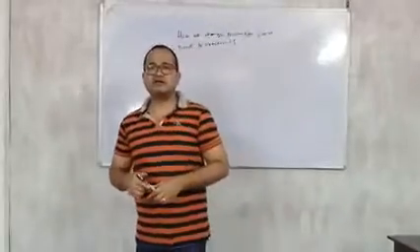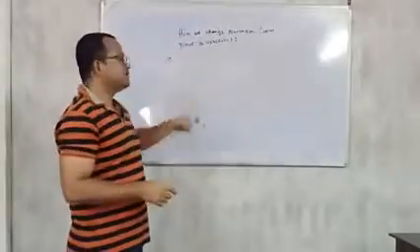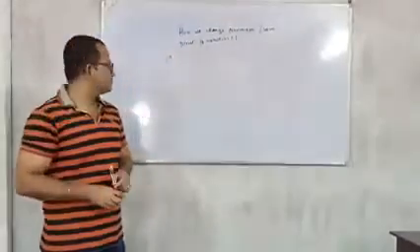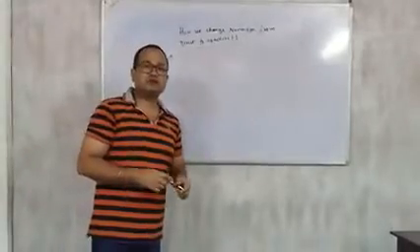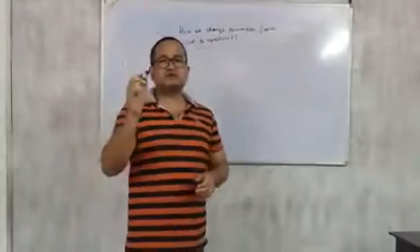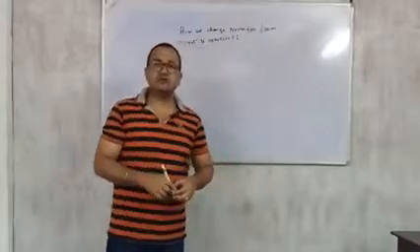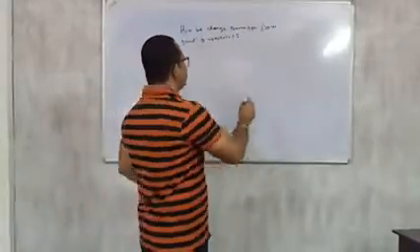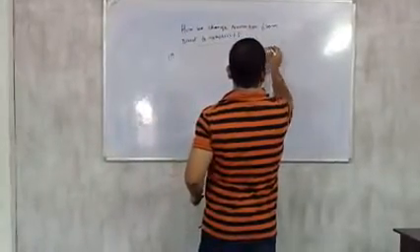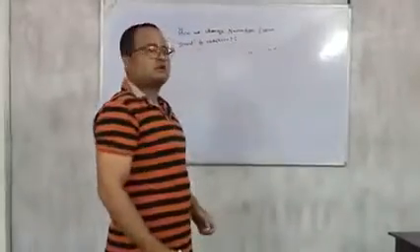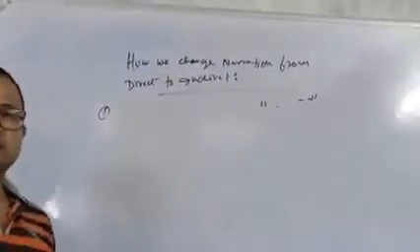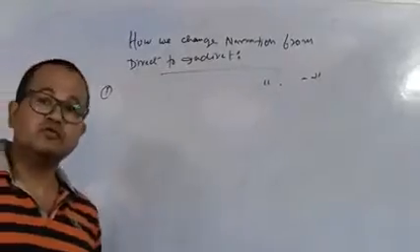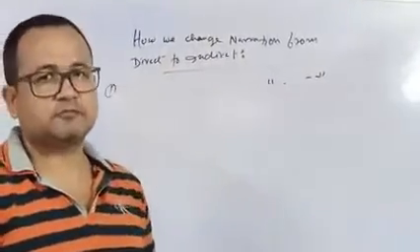The first important thing, the first rule regarding changing narration, is that when we change the narration from direct to indirect, the first thing we need to do is remove the inverted commas, which we find in direct narration, in the indirect narration.